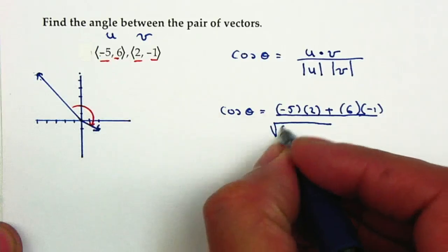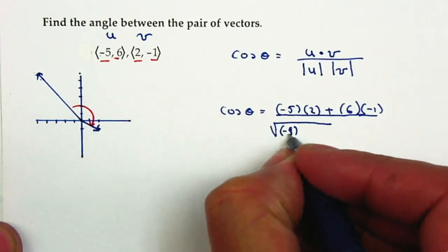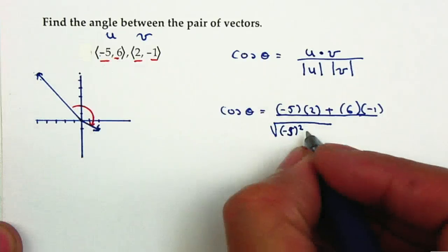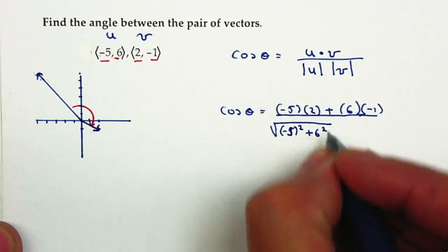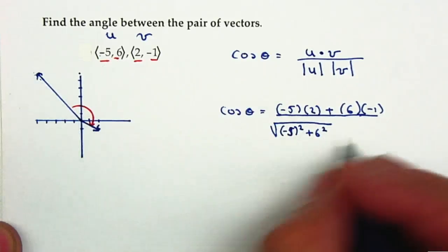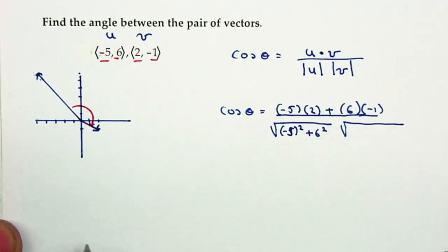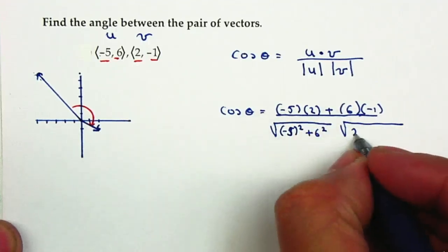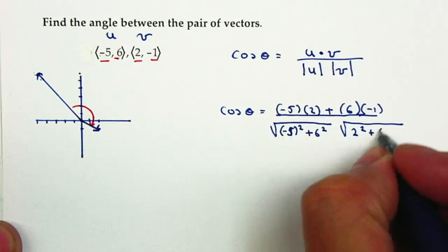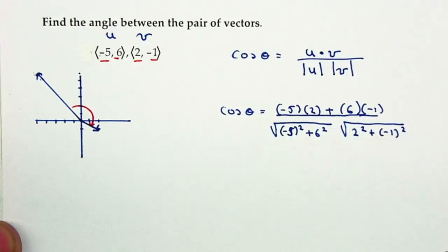The magnitude, we are going to remember, we're trying to find the length of this vector. It will be negative 5 squared plus 6 squared. That is the magnitude of the first vector, multiplied by the magnitude of your second vector, which is 2 squared plus negative 1 squared.